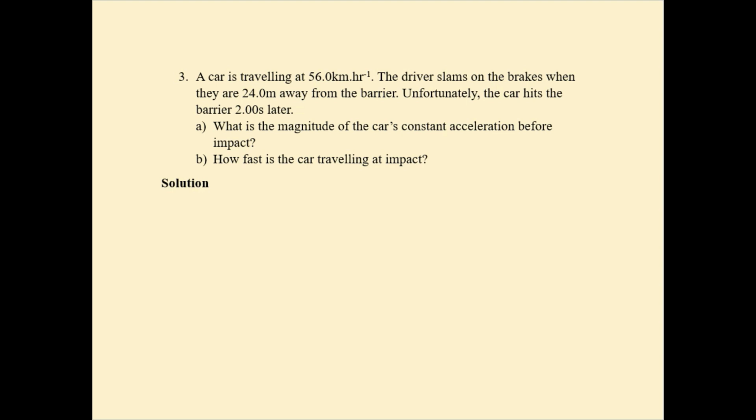This one reads: a car is traveling at 56 kilometers per hour. The driver slams on the brakes when they are 24 meters away from the barrier. Unfortunately, the car hits the barrier 2 seconds later. So the questions are: A. What is the magnitude of the car's constant acceleration before impact? And B. How fast is the car traveling at impact?